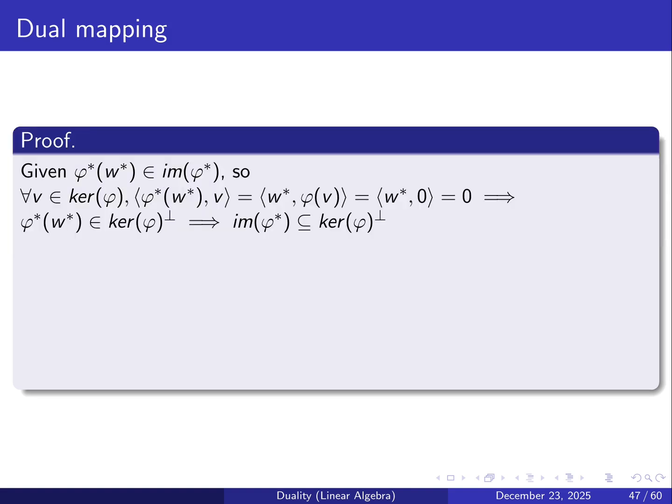So take phi star of W star, then for all V in the kernel of phi we have phi star of W star scalar product V is equal to the scalar product of W star with phi of V, and because V is in the kernel of phi, this is equal to the scalar product of W star with 0, which is just 0. So that implies that phi star of W star is in the kernel of phi complement, and that implies that the image of phi star is a subspace of the kernel of phi complement.